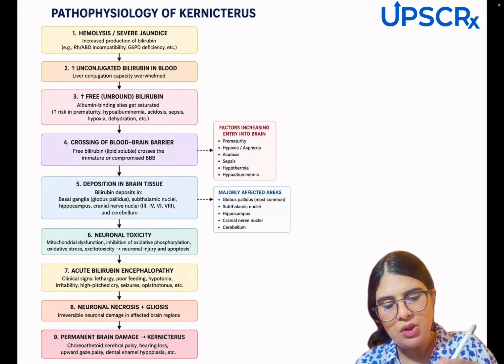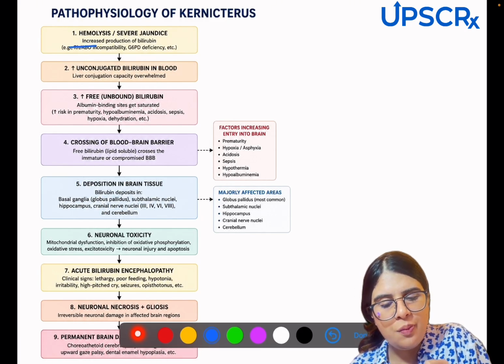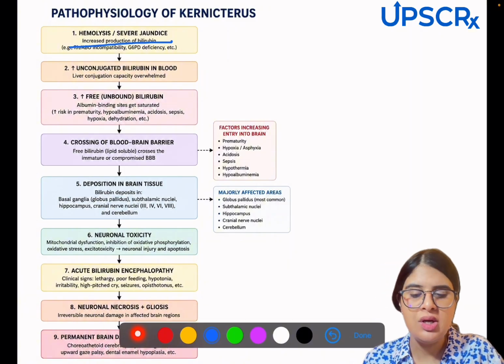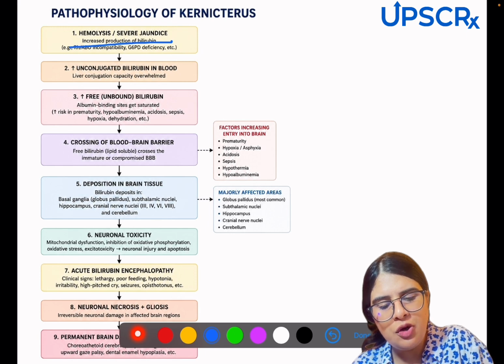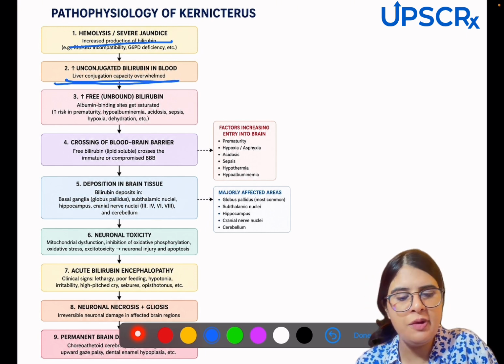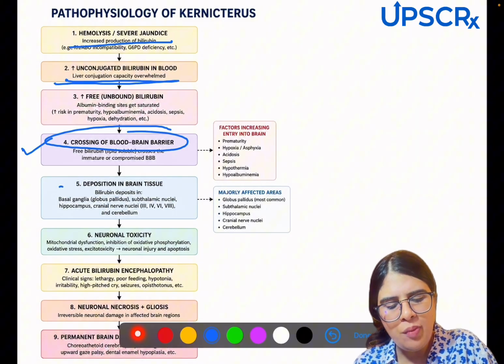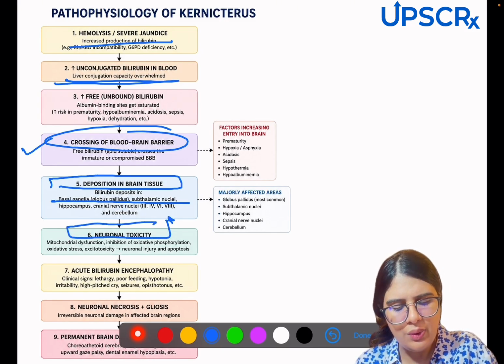Now what is the pathophysiology? There is severe jaundice because of increased production of bilirubin or impaired excretion of bilirubin. Because of any of the causes that we studied, there is increased unconjugated bilirubin. Increased unconjugated bilirubin will cross the blood-brain barrier because it is fat soluble and it will deposit in the brain tissue, in the basal ganglia, globus pallidus, and subthalamic nuclei, and it will cause neuronal toxicity. There can be mitochondrial dysfunction and oxidative stress causing neuronal injury and apoptosis.